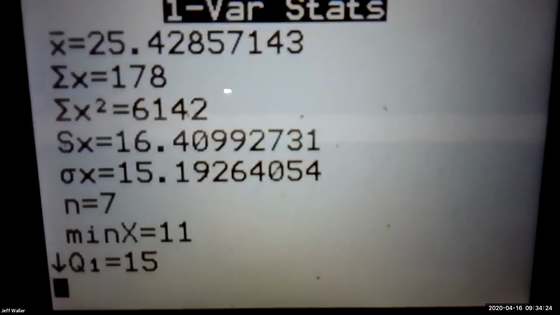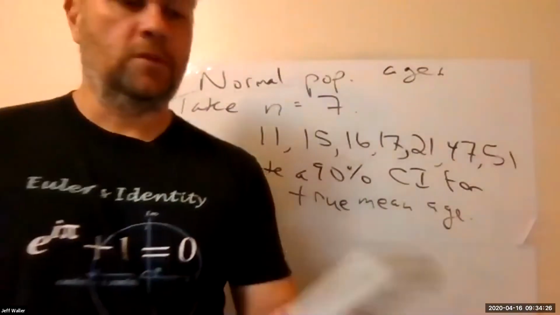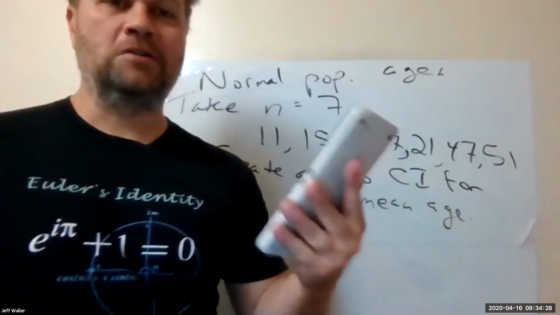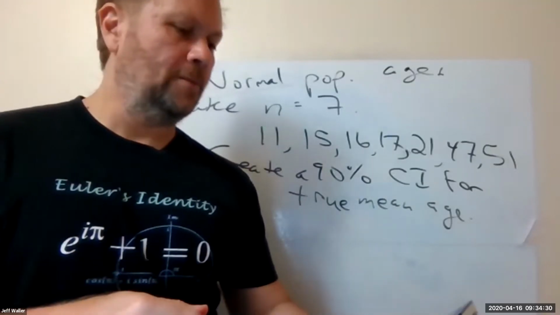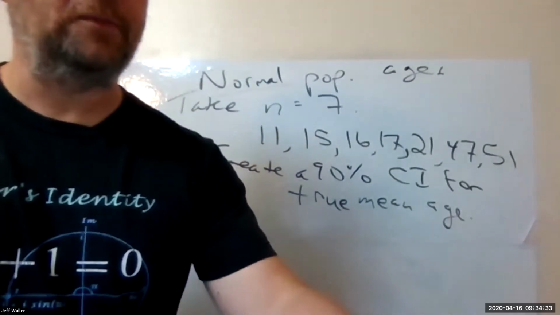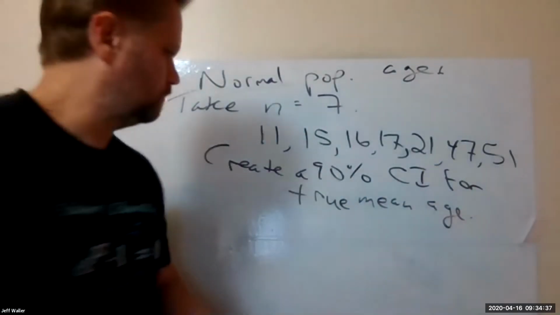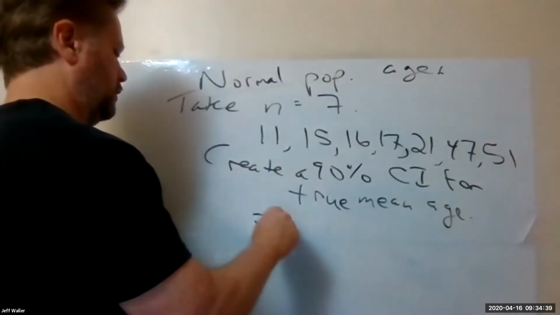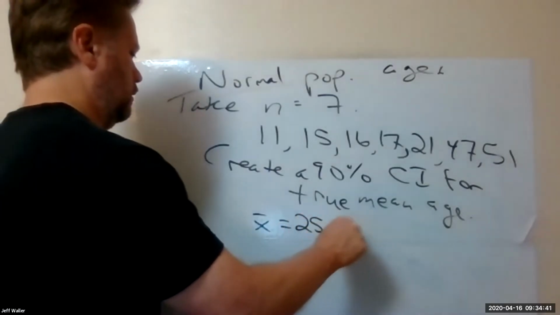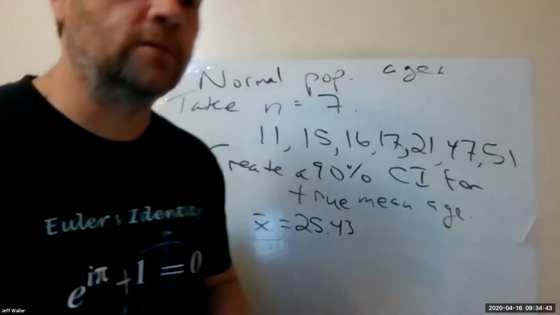I could have put my data in wrong. All right, so me and Laurel, we're wrong together. No, we're good. So the sample mean is 25.43. Let's round it to a couple places. Let's be a little bit reasonable. What's the standard deviation?